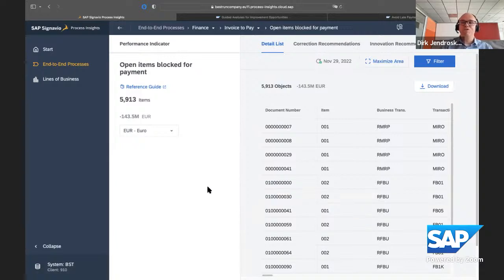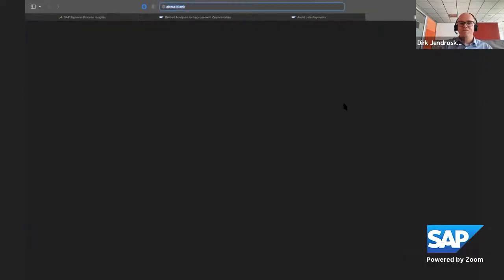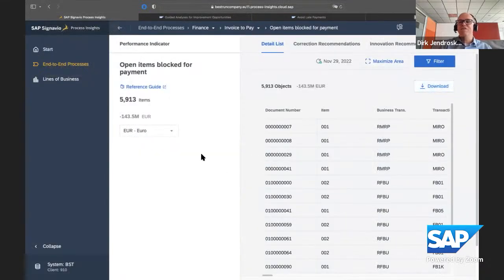So it might now be a good idea and a good point of time. I click the download button because then I could send over this document with all the details to my colleagues in finance and ask them to follow up and get this mess fixed. That's one idea. Well, I said before, we don't want to leave you alone with your process analysis, and we want to help you further to get also things fixed and getting things improved.